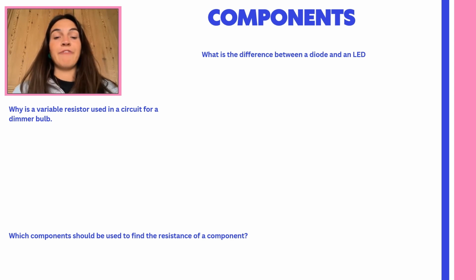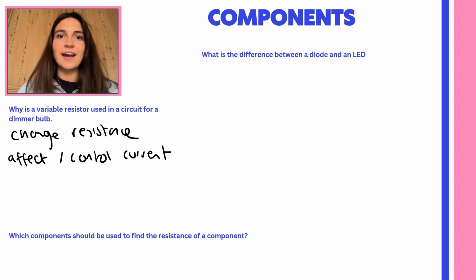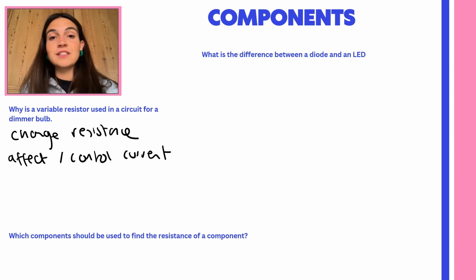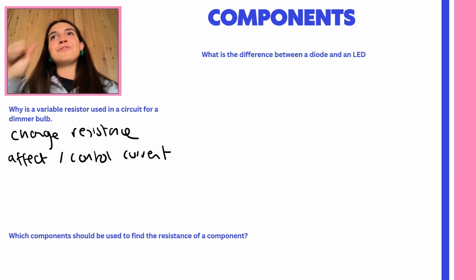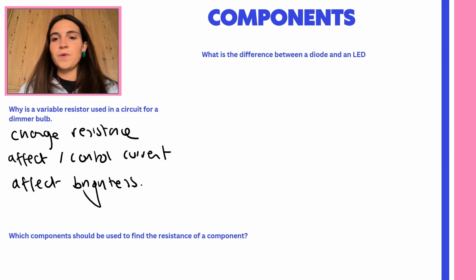So the whole point in a variable resistor is you can change the resistance of that component, which means you can change the resistance of your circuit. And the point of changing the resistance of your circuit is so that you can affect or control the current flowing through your circuit. If you increase the resistance in your circuit, you'll decrease the current, and if you decrease the resistance in your circuit, you will increase the current, which means for something like a dimmer bulb, you can affect or control the brightness of your bulb. I can turn that resistance right down, that will make the bulb shine brighter, or I can turn the resistance right up and that will make the bulb dimmer.